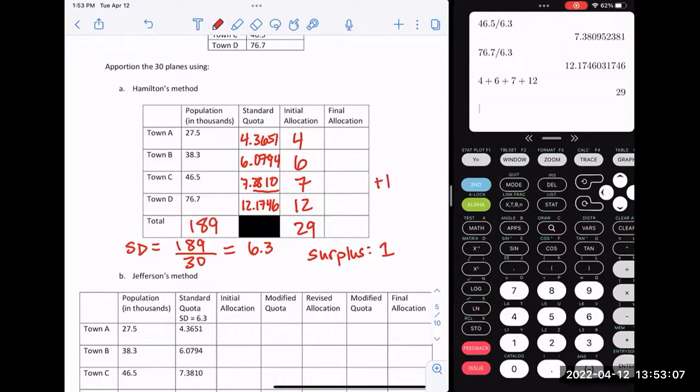And if I had more surplus, then I would just give it to whoever has the second biggest decimal portion. So that means that town C is going to end up getting 8 planes, and everybody else is just getting their lower quota. So 4, 6, 8, and 12. And I'll just check real quick and make sure, yeah, sure enough, that adds up to 30 planes. So essentially, this last column is my answer. That's my final apportionment with Hamilton's method. It's 4 to town A, 6 to town B, 8 to town C, and 12 to town D. Any questions on Hamilton's method?